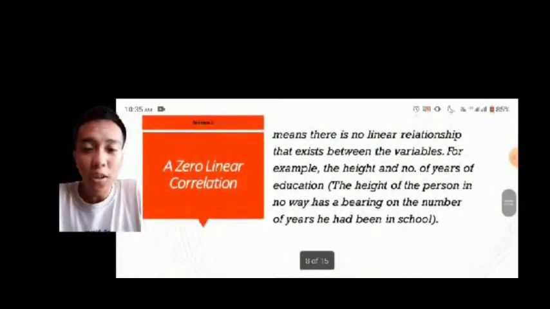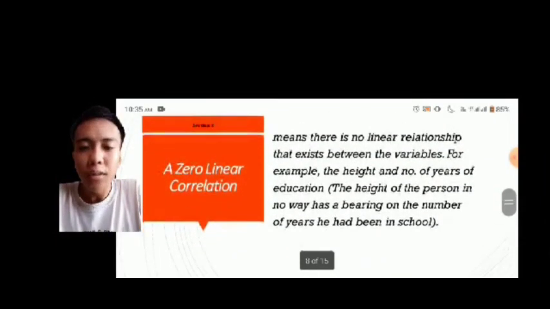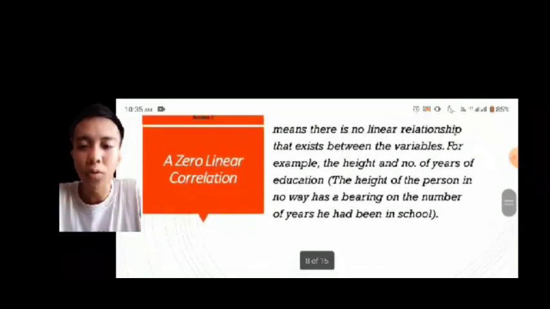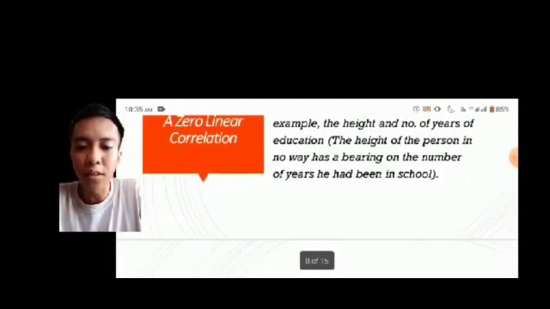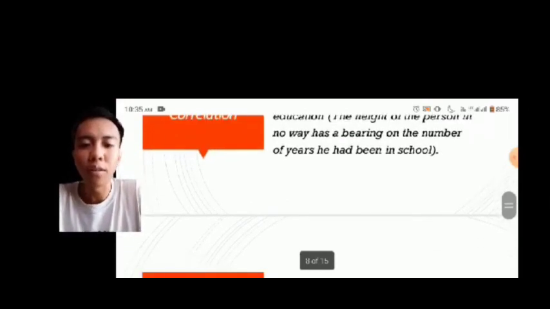Zero linear correlation means no linear relationship exists between the variables. An example of this is height and the number of years of education. The height of a person in no way has a bearing on the number of years he has been in school.